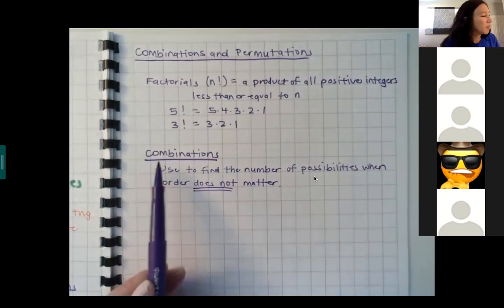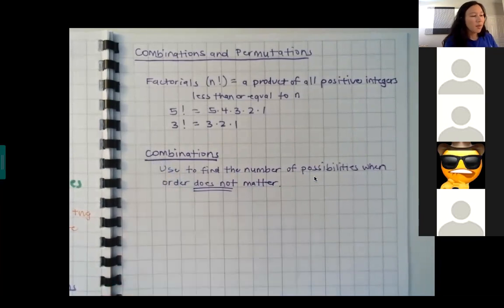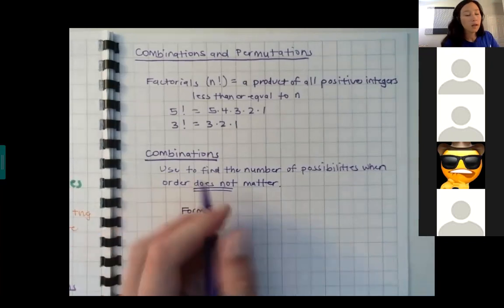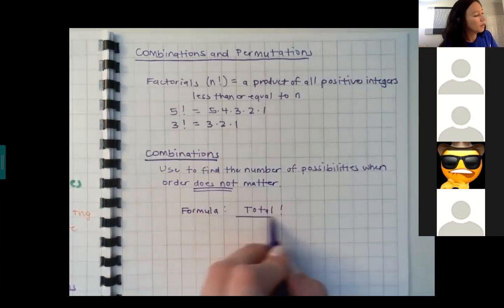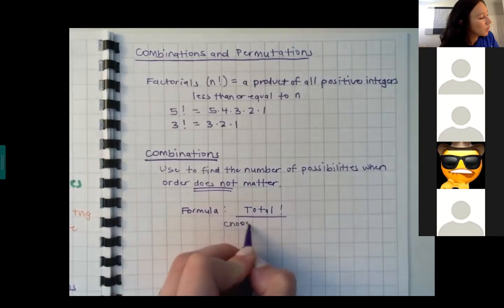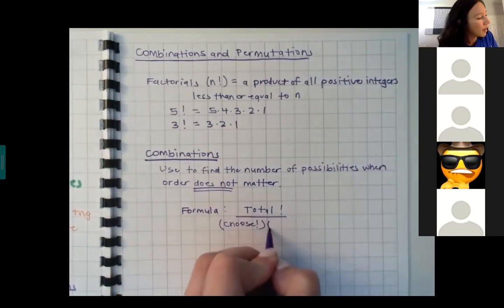And so I always kind of remember combinations has the O, so order does not matter. And then permutations is when the order does matter. So the formula we use when calculating a combination is we do the total factorial divided by the number that you choose, factorial, times how many are left.